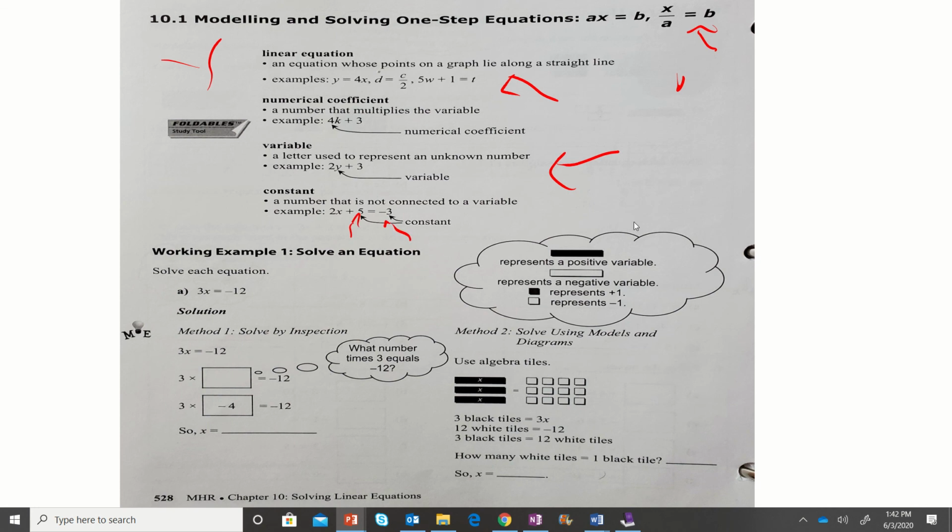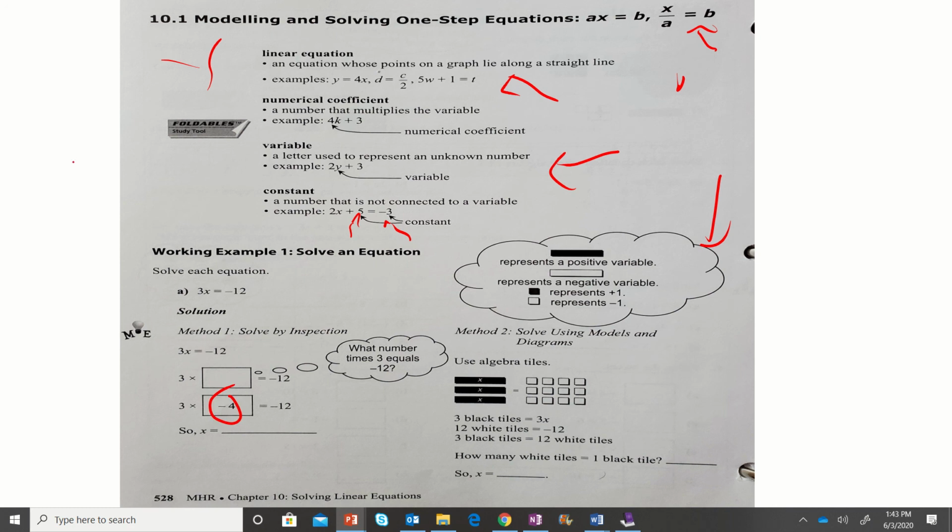When you're doing this, there's two ways of doing it. The first is called solve by inspection. The second one has to do with models and diagrams. So 3x equals negative 12. What you need to do is figure out what can multiply with 3 to get negative 12. Knowing our integer relationship, a positive and a negative equals a negative, so my answer is going to be negative 4.